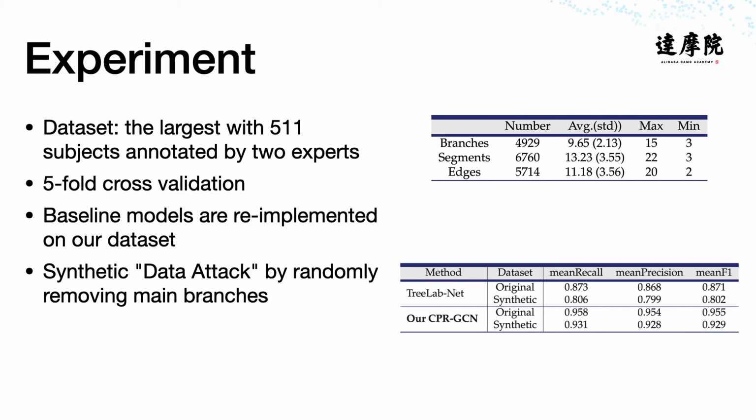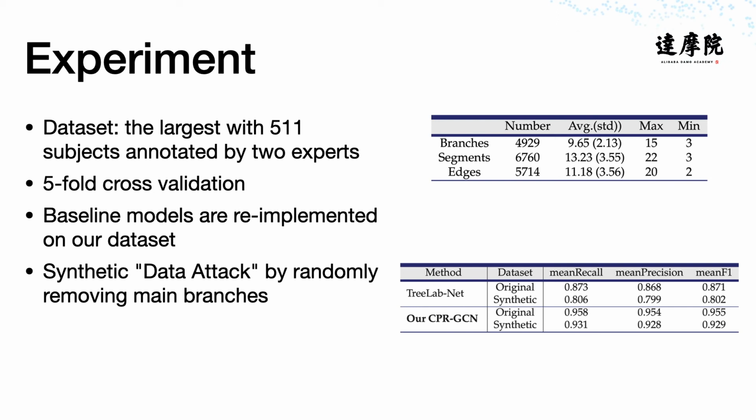We collected the largest dataset with more than 500 subjects. All the subjects are labeled by two experts with a two-phase annotation. We re-implemented our baseline models on our dataset to perform a fair comparison. To examine the robustness of our model, we randomly remove some main branches from our dataset to see the performance of our model and our baseline model.